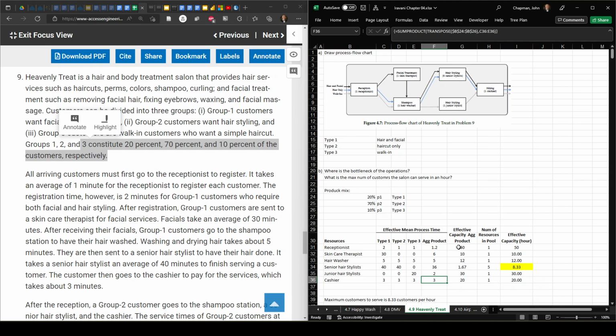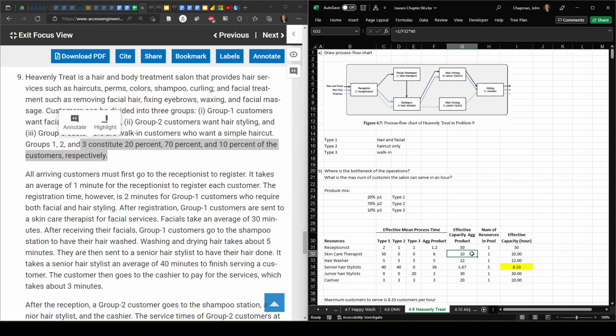Here's where the magic happens, going from effective mean process time to effective capacity. And in this case, it's the aggregate product. So we're going to do 1 divided by 1.2 times 60, and that's going to give us 50 customers as our effective capacity for the receptionist. And that's going to be per hour.